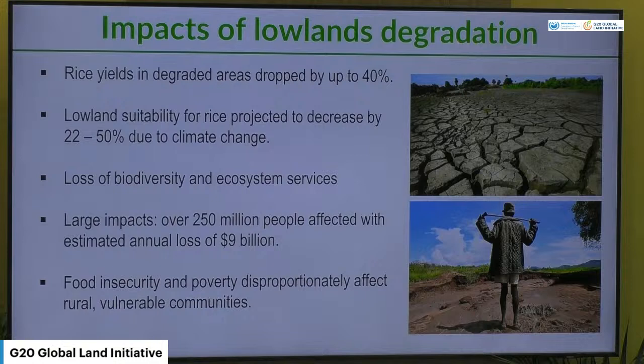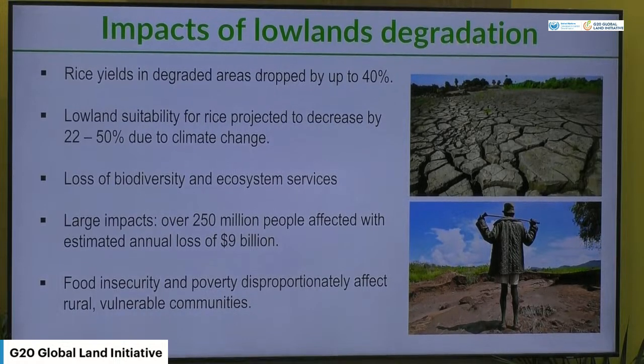The impacts of lowland degradation are large. Rice yield, for instance, in degraded areas has decreased by up to 40%. The suitability of lowlands has been projected to decrease by 22 to 50%. There has been a lot of loss in terms of biodiversity and ecosystem services due to the degradation of lowlands. About 250 million people are affected, with an estimated annual loss of 9 billion US dollars. Food security and poverty have also been largely affected. Among those most affected, the rural population and marginalized groups, particularly women and youths, are severely affected by lowland degradation.